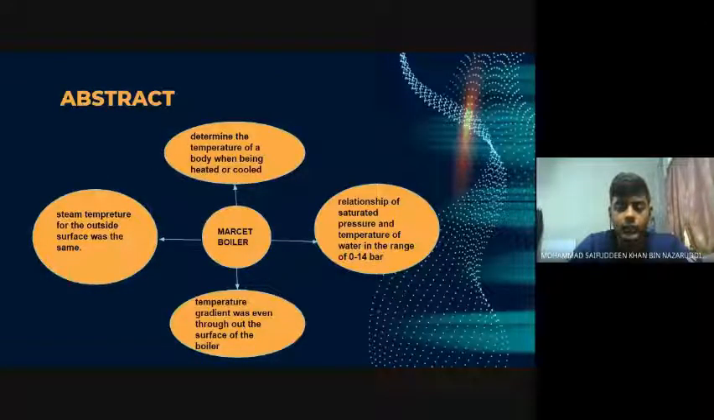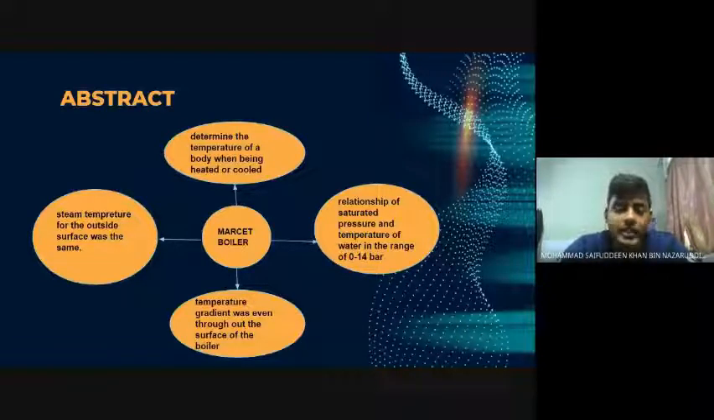So now I am going to tell you about the abstract of this experiment. During the course of this experiment, a Marcet boiler was used to determine the temperature of a body when being heated or cooled, as well as observing the relationship between saturated pressure and temperature of water in the range of 0 to 14 bar as indicated by the gauge. The relationship between the temperature and pressure is directly proportional, meaning that both will rise or fall if the other rises or falls.